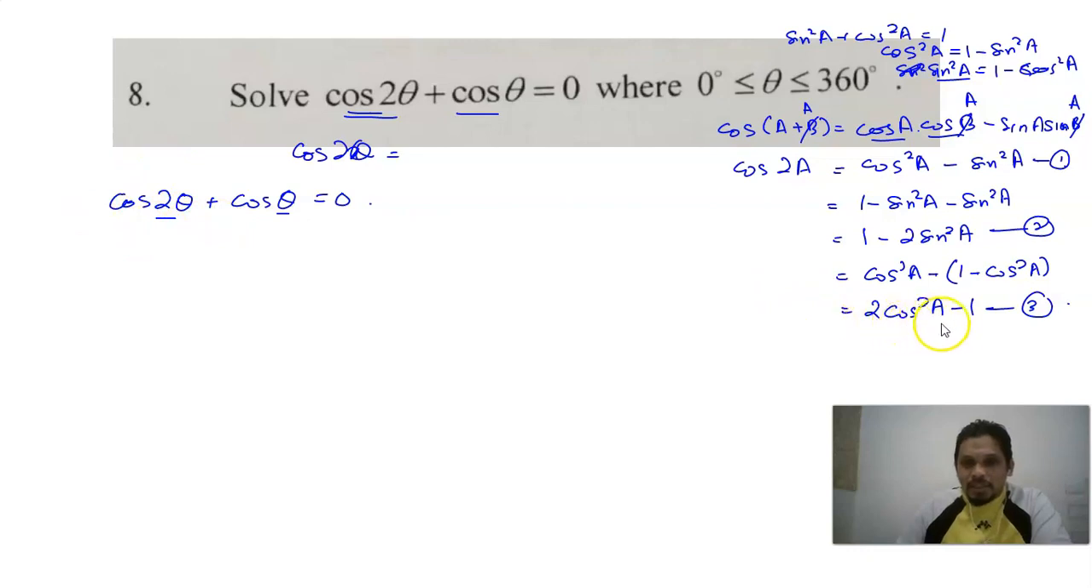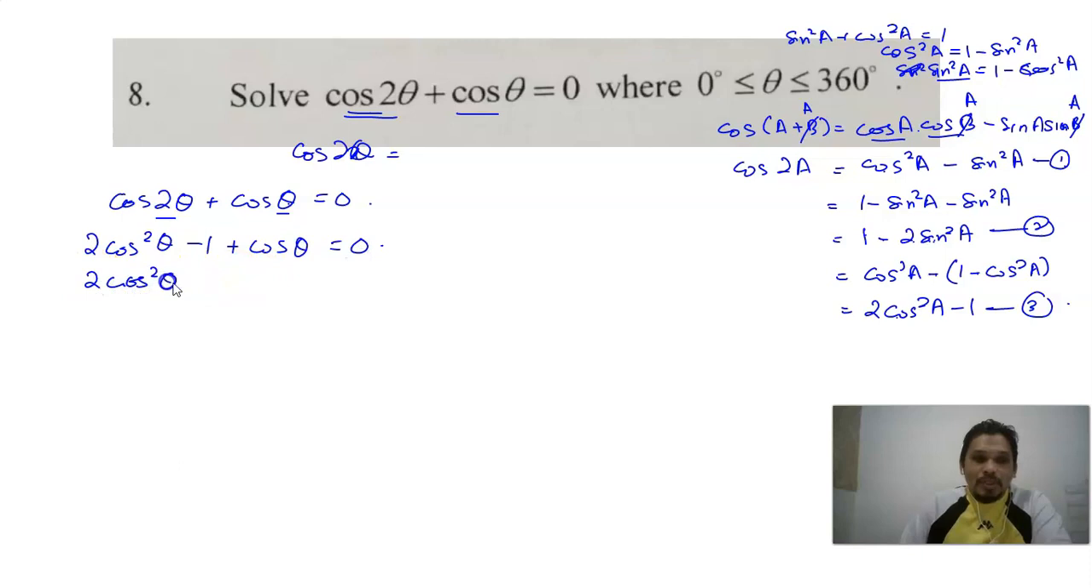If I choose this, because cos 2 theta here, cos 2A, we got cos and sine. Okay, not suitable. 1 minus 2 sine square, where we got sine and also cos. So let's choose this one here. Cos 2 theta equal to 2 cos square theta minus 1 plus cos theta equal to 0. Then 2 cos square theta plus cos theta minus 1 equal to 0.